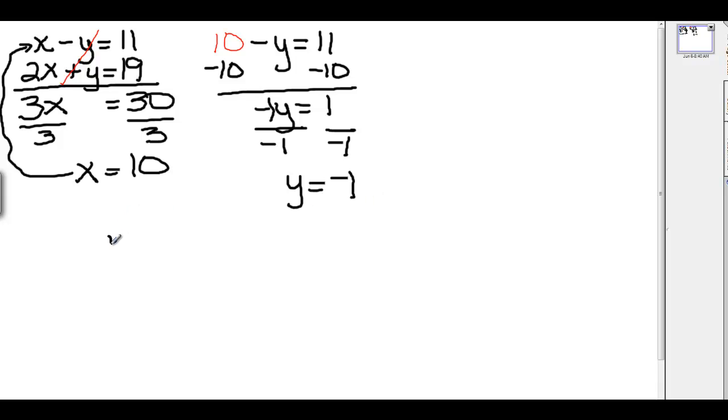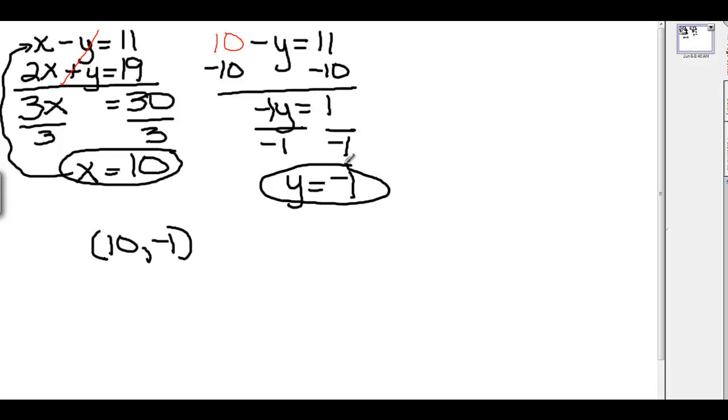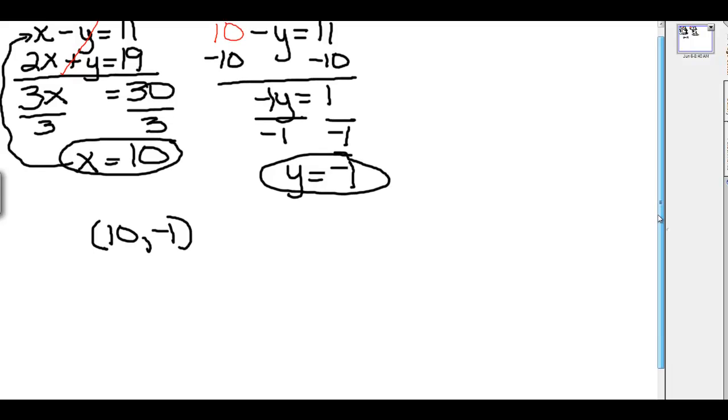And then our solution then is x equals 10 and y equals -1. And we can write that as an ordered pair. Some teachers want you to always write them as an ordered pair. Some teachers will want you just to circle your answers. But we're not done until we get both the x and the y. So that's an example of solving with elimination.